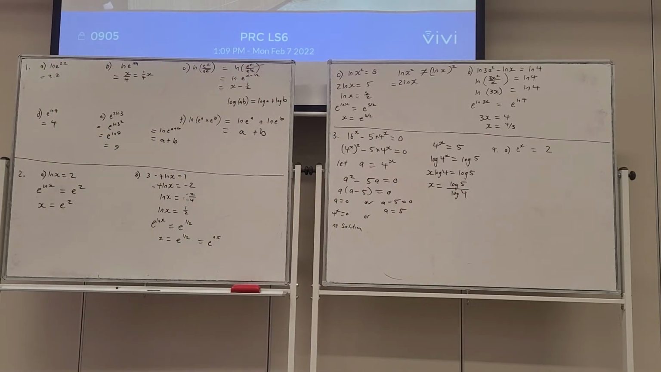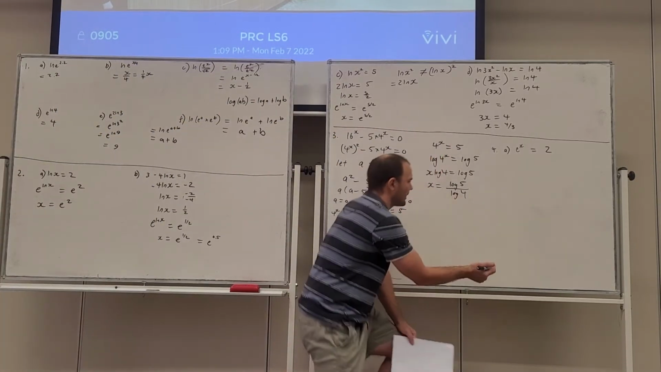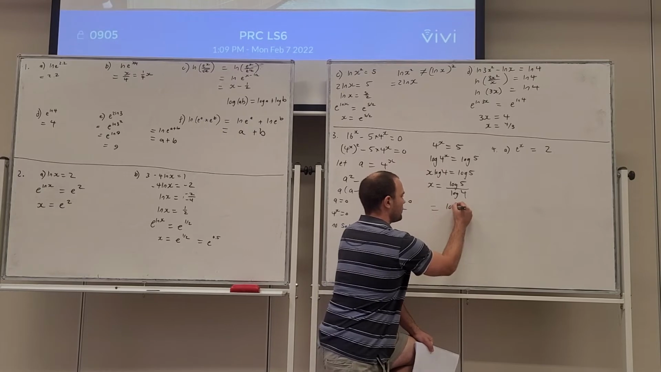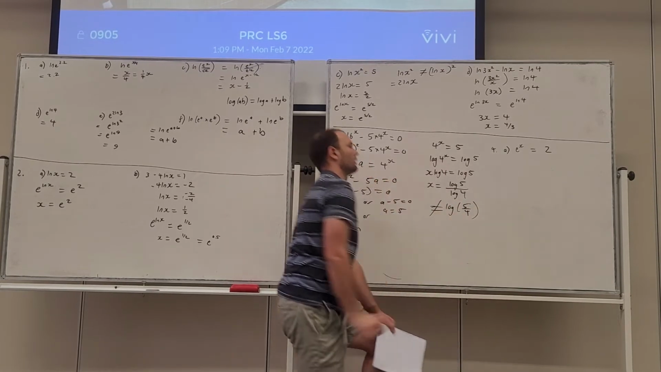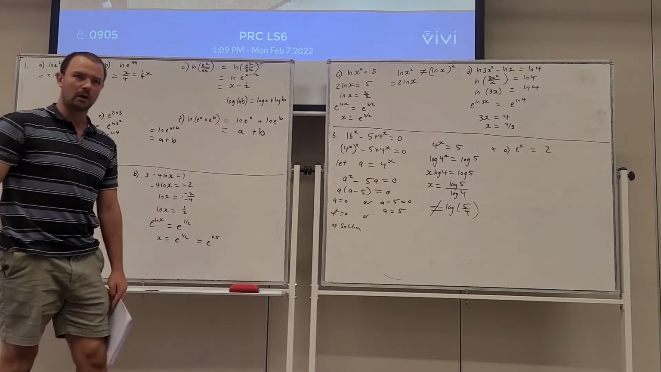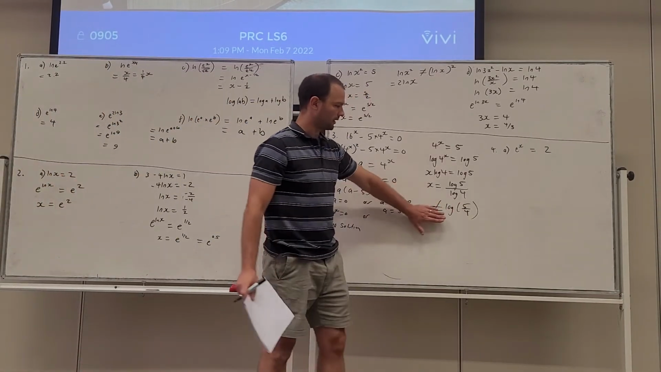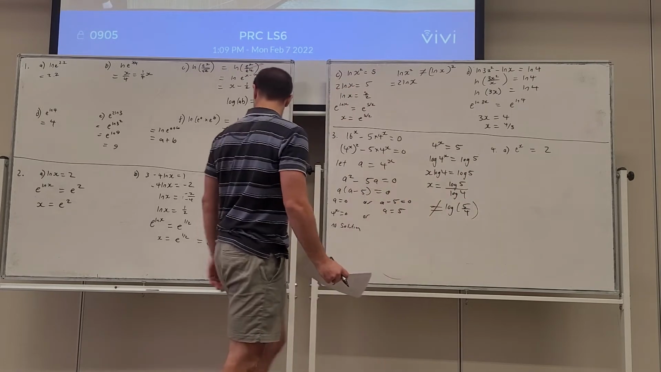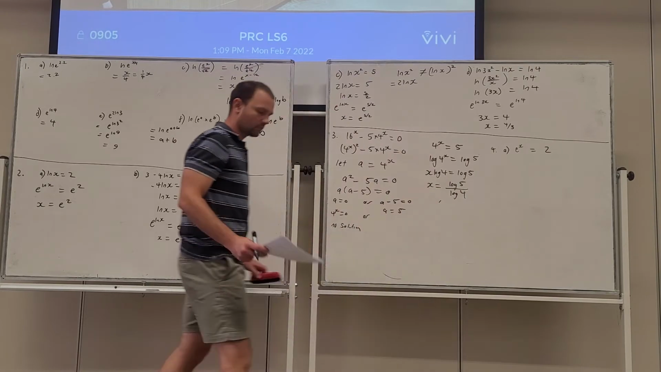Okay, another point of emphasis: not really common, but every now and then you see people express this as log of 5 on 4. That is not true. Okay, log of 5 divided by log of 4 is different from log of 5 on 4. Okay, so don't make that mistake. Okay, just turn the page, we're going to crank through these ones.